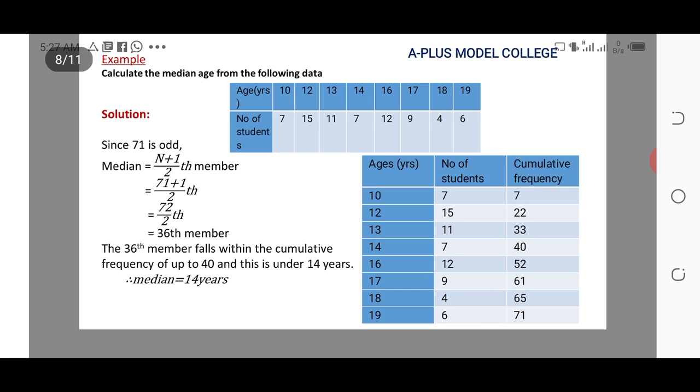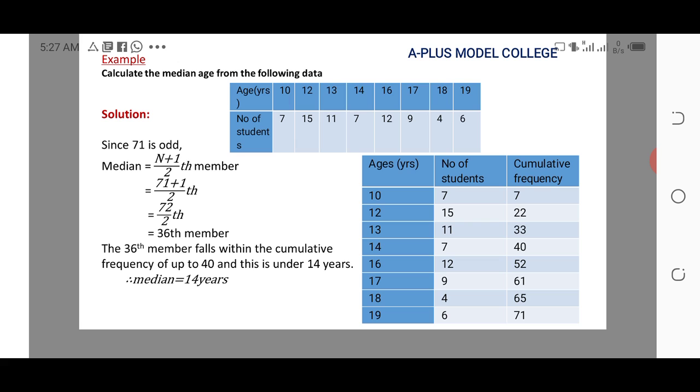Another example here, and this one talks about when we have n to be odd. Look at this table given to us. It measures the age of some set of people. There are 7 that have age 10, there are 15 that have age 12, and so on through the other ages. So when we calculate the cumulative frequency, we have 7, 22. You can see how I have explained how we get that: 15 plus 7 under the 12 gives us 22. That's why you have 22 in front of that.